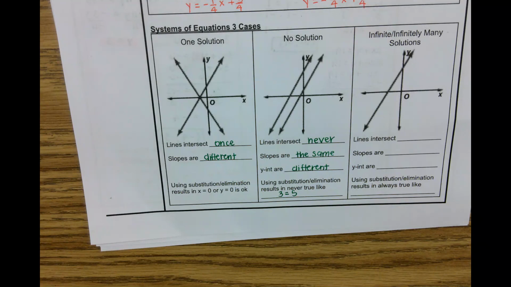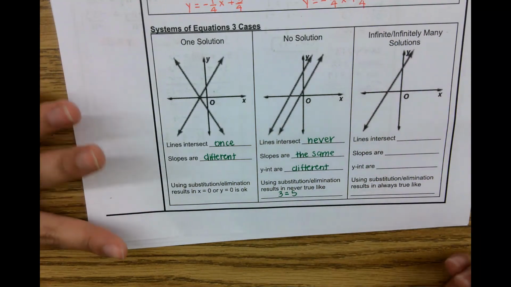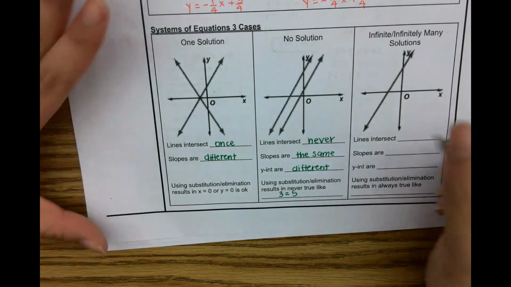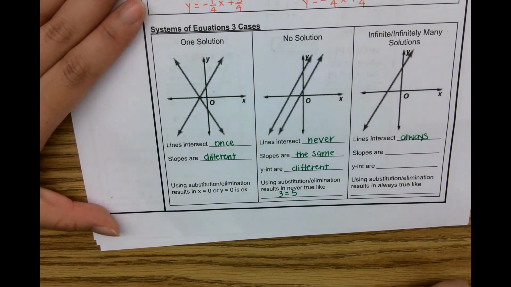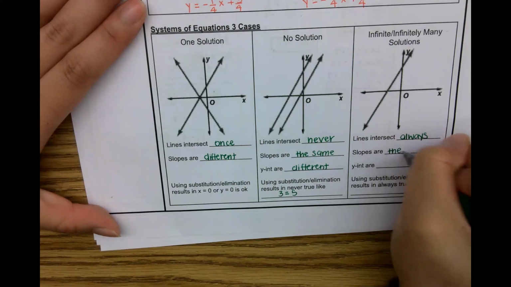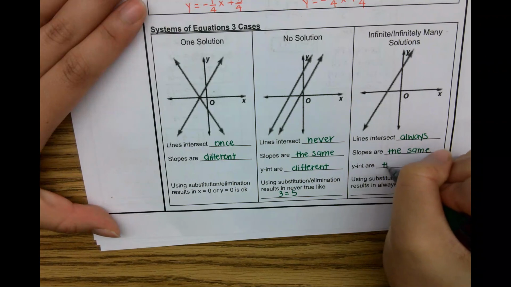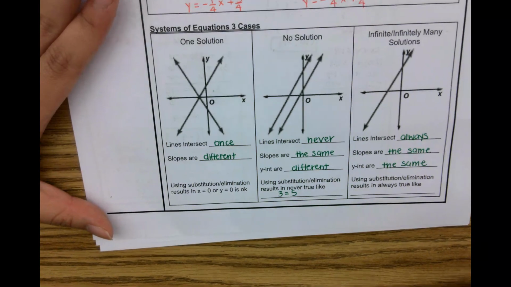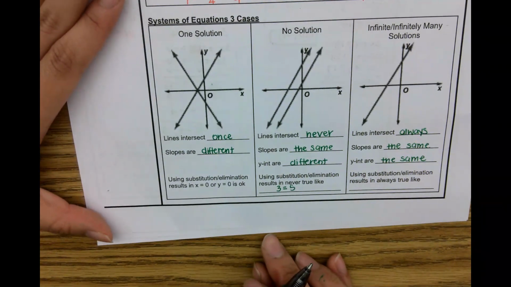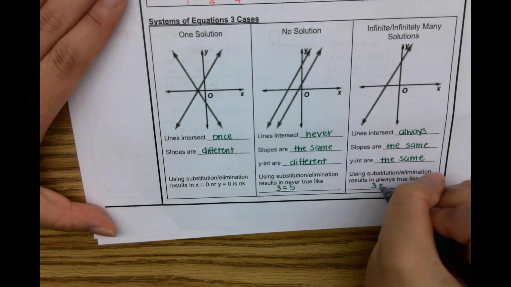So when you're solving and you end up with 3 equals 5, that's a no solution. And then our last case is infinitely many solutions. When we graph it, the lines intersect always because it's the exact same line. As a result, not only is the slope the same, but the y-intercept is also the same, and that's what makes it the same line. And when solving using substitution or elimination, we result in an identity, a statement that is always true, something like 3 equals 3.